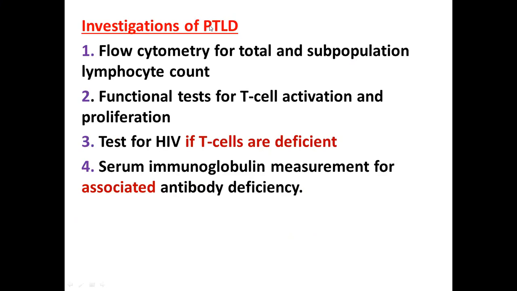Investigation of a primary T cell deficiency: flow cytometry to know the total and subpopulations of the lymphocytes, and functional tests to see the activity of T cells. You test the patient for HIV. As you know, HIV infects T cells, CD4 cells. So every patient with a defect in the T cells should be checked for HIV, and serum immunoglobulin measurement for associated antibody deficiency, since T cells control B cells. So if the T cells are defective, the B cells also will be defective.